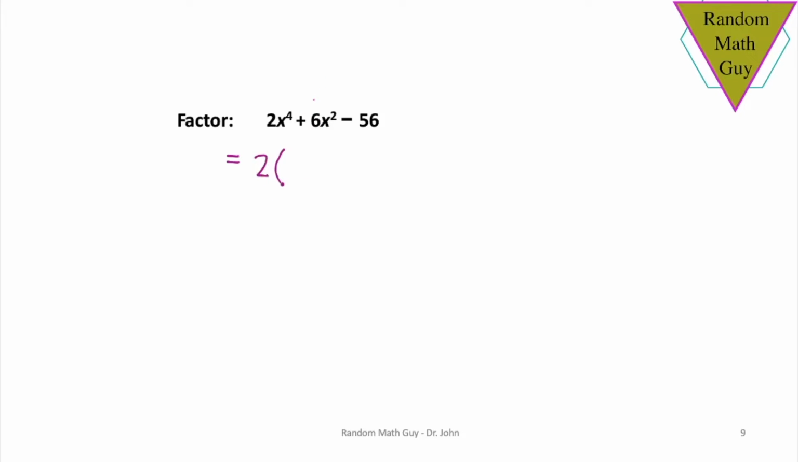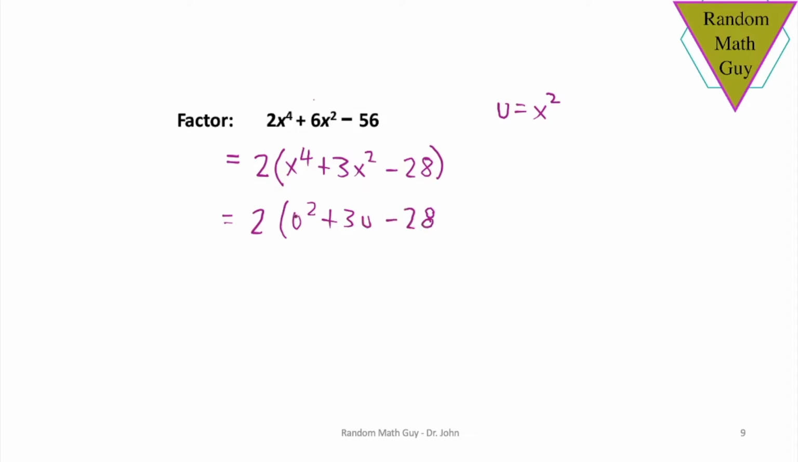If you can do this question without assistance, I'm putting money that you could do very well on a math test. 56 divided by 2 is 28. So there you go. Now, on the side here, u is x squared, because I see that pattern of even powers of x. So we can write this as u squared plus 3u minus 28. This u here needs a little bit of touch up.